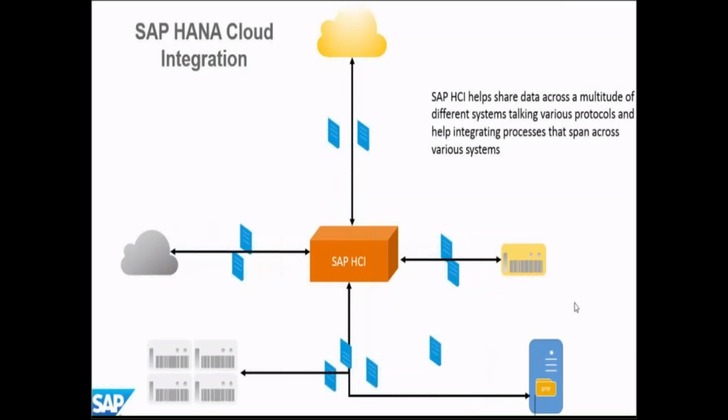So as of now, we know where exactly our HANA Cloud integration resides in the SAP landscape. Okay, so you have your SAP Cloud, third-party cloud, SAP ERP, third-party ERP, and your SFTP server. So all will be communicating to your HCI. Okay, it would be in the middle. Okay, they will be sending the data, receiving the data from HCI.